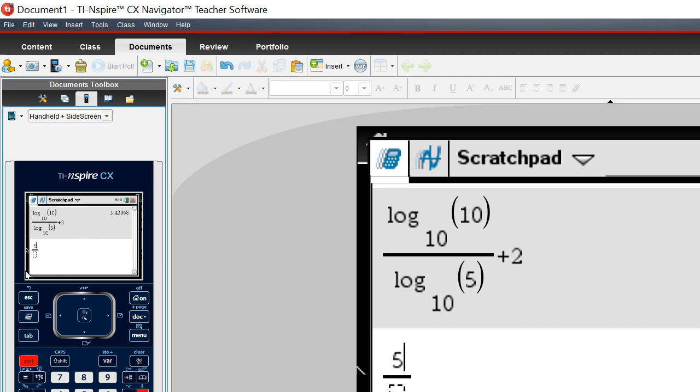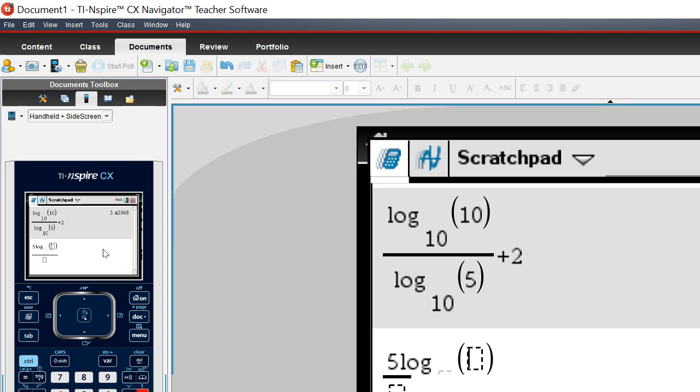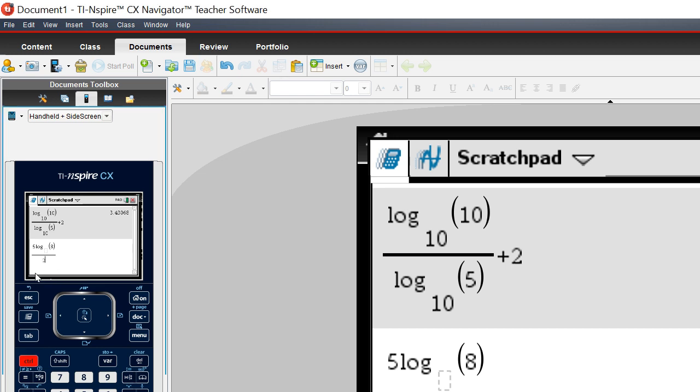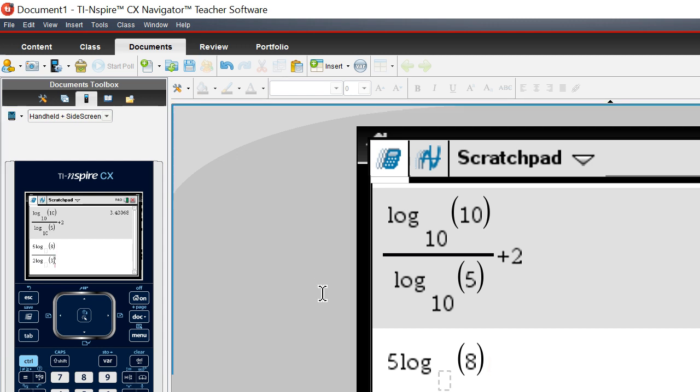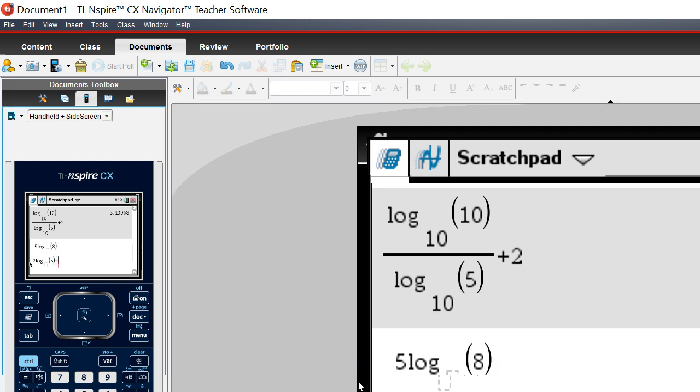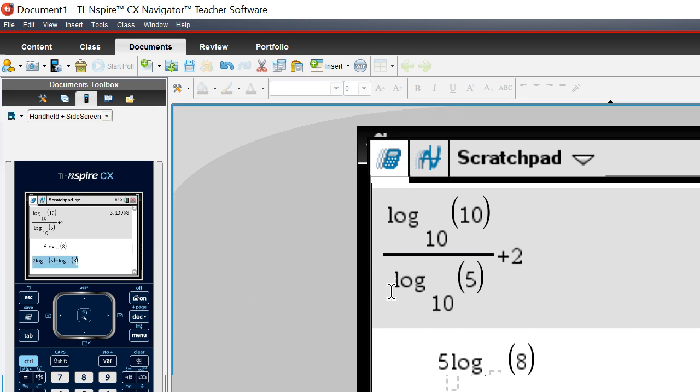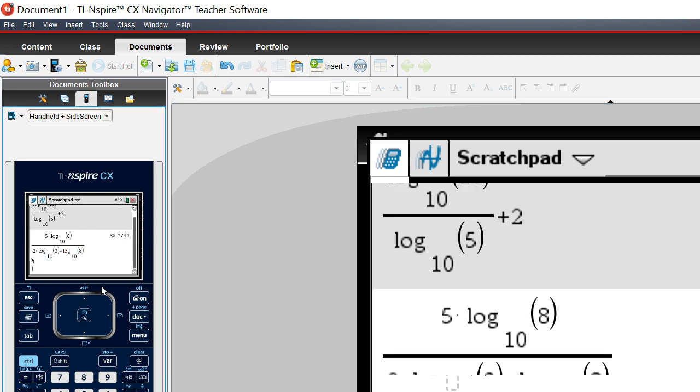we have 5 log of 8. Log of 3, minus log of 8. And again, if you are using an 83 or 84, you have to group the denominator in parentheses. And we're rounding to the nearest thousandth.